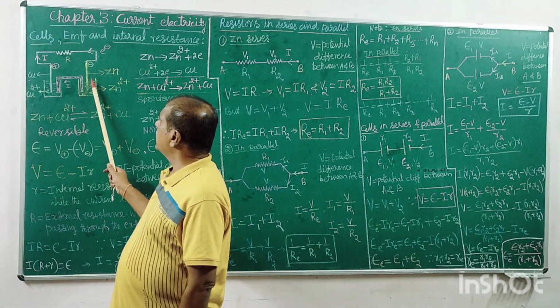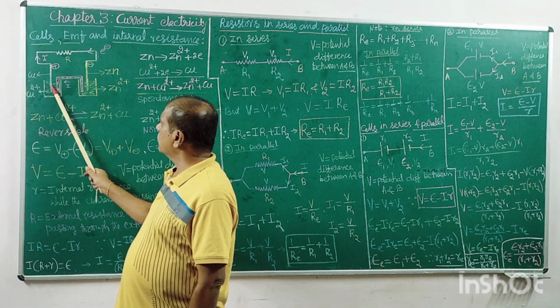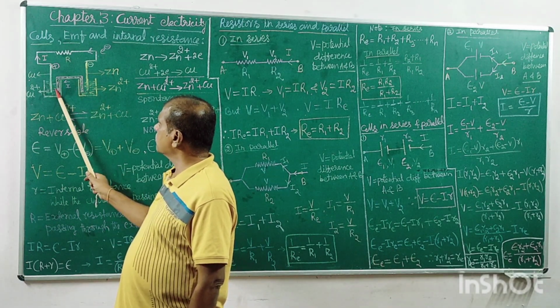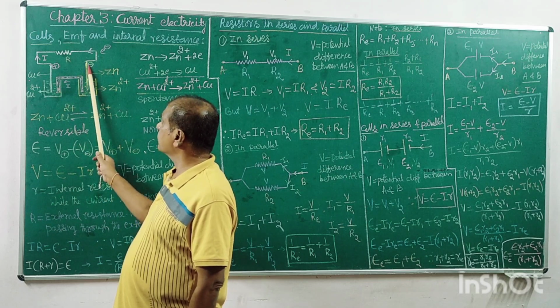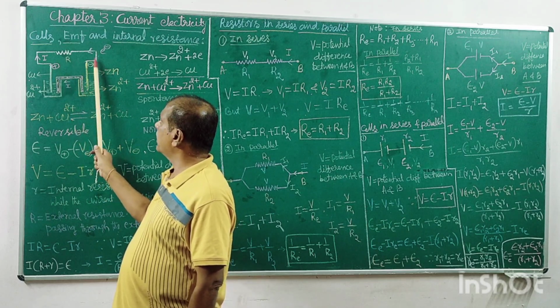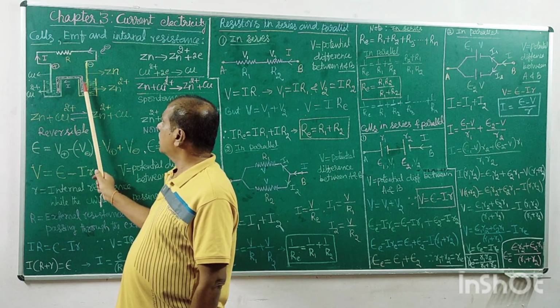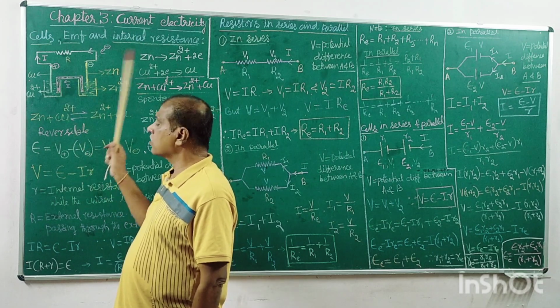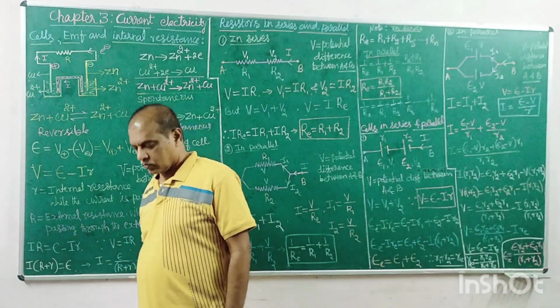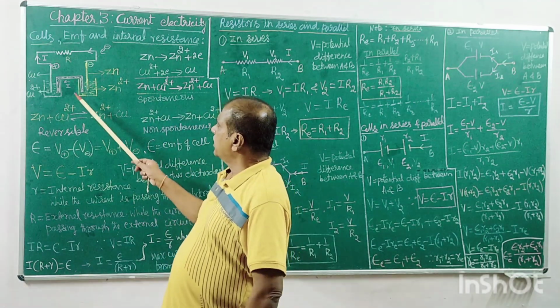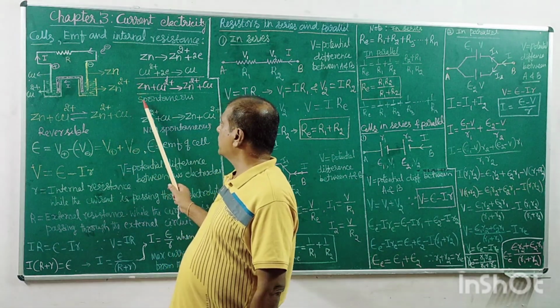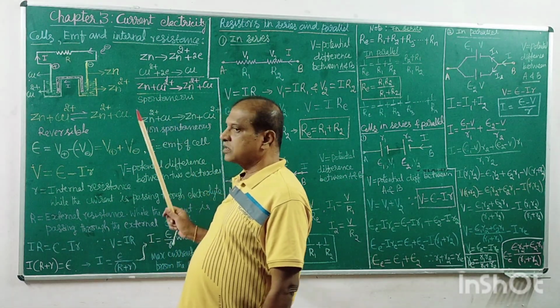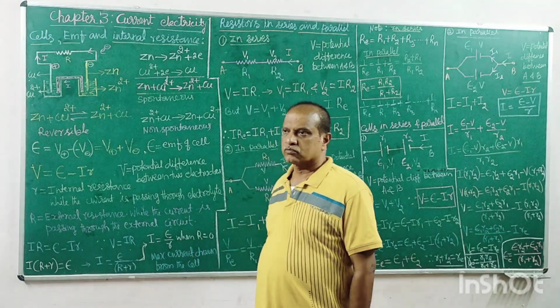So when you have two compartments and you give the connection like this, these two are connected by an electronic conductor, and this solution by an electrolytic conductor. Electrolyte by electrolytic conductor only. The reaction takes place by itself, a spontaneous reaction. Reaction occurs by itself.